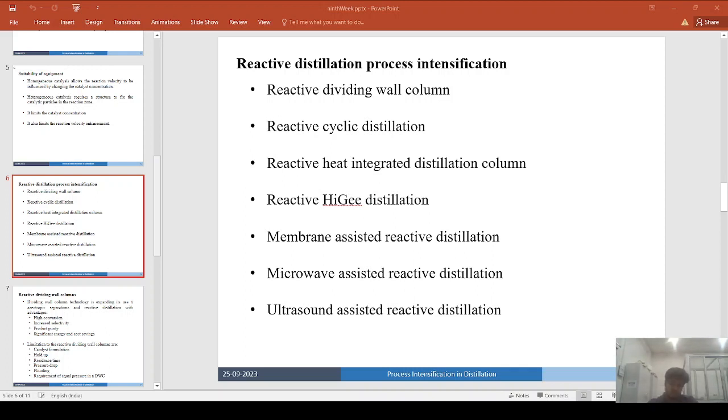So yeah, here you can combine, basically the idea remains the same, that you can combine multiple different physical phenomena to basically perform a process intensification. So yeah.